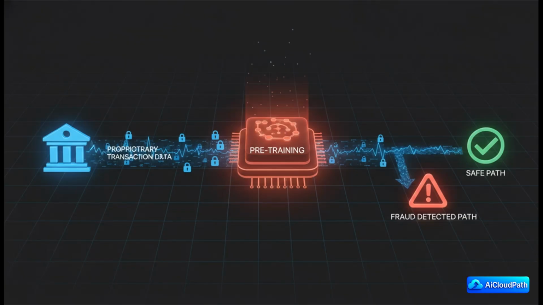So when would you ever do this? Well, this is a perfect example. A big bank just can't use an off-the-shelf model to understand its own unique, private transaction data. It just won't work. By pre-training their own model, they build that strategic advantage, a fraud detection system that is perfectly tuned to their specific patterns, giving them an edge that no one else can match.